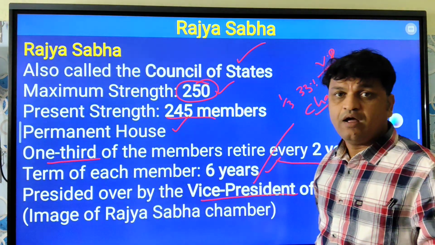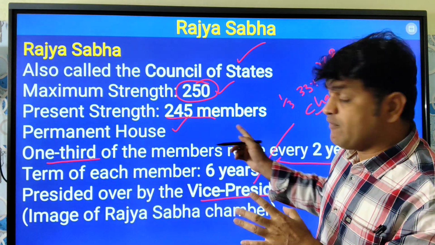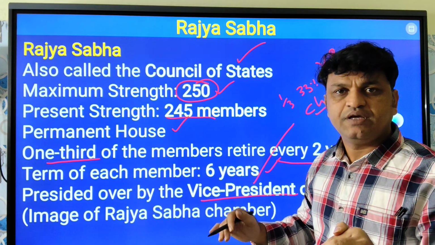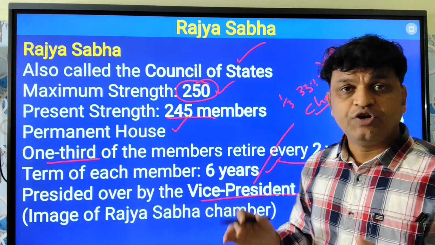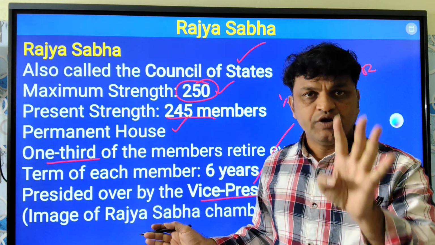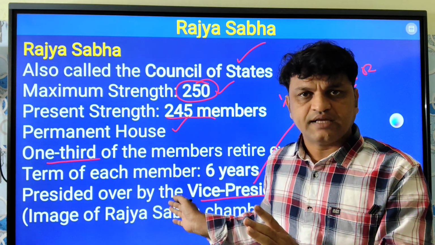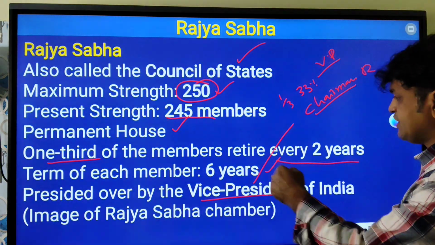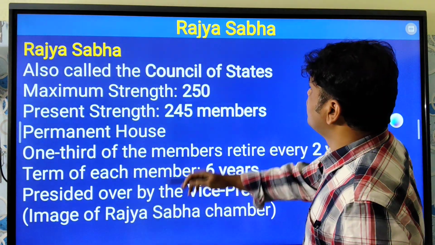But who is the presiding officer of the Lok Sabha? It is the Speaker. But we have the Vice President acting as the chairman of the Rajya Sabha. Rajya Sabha is also called the Council of State. And what is the duration of this Rajya Sabha? 6 years. So every 2 years, 1/3, meaning 33%, of the members of Rajya Sabha will retire. Okay, so this is about the Rajya Sabha.